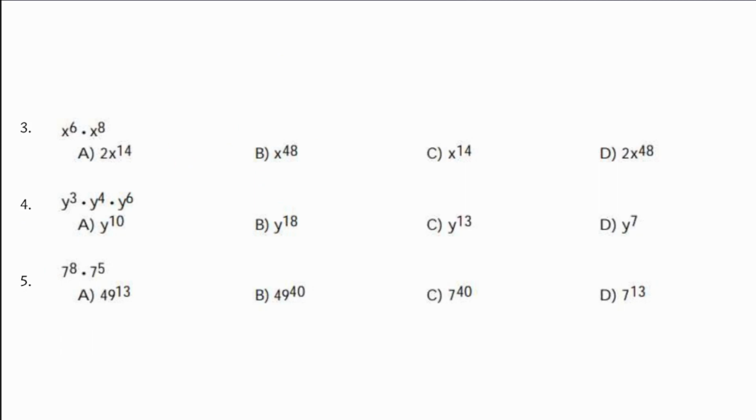Alright, these next three items are all getting at the same idea: if we're multiplying two things that have the same base and different exponents, like b to the x times b to the y, we multiply those together by adding the exponents. So x to the 6 times x to the 8 will equal x to the 6 plus 8, which is x to the 14.